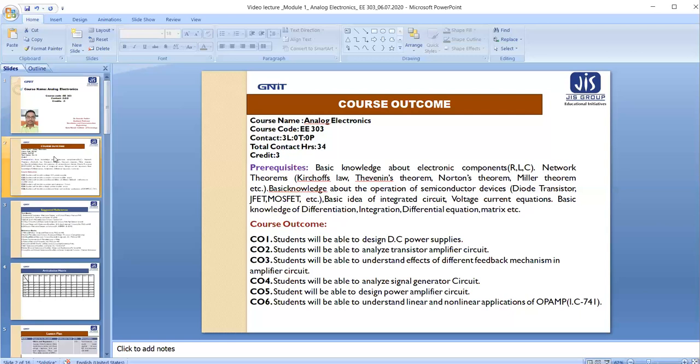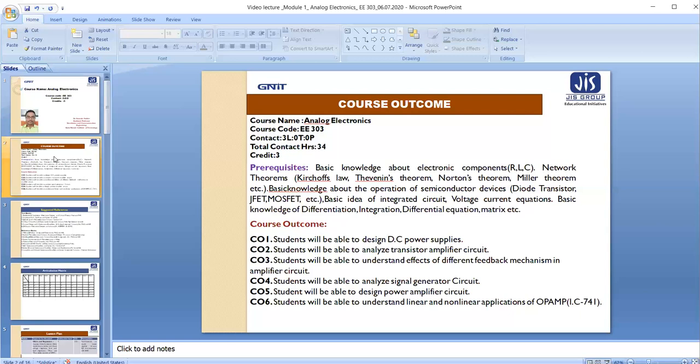The course outcomes are divided into six outcomes. First outcome, CO1, is students will be able to design DC power supplies. CO2 is students will be able to analyze transistor amplifier circuit. CO3 is students will be able to understand effects of different feedback mechanism. CO4 is students will be able to analyze signal generator circuit. CO5, students will be able to design power amplifier circuit.